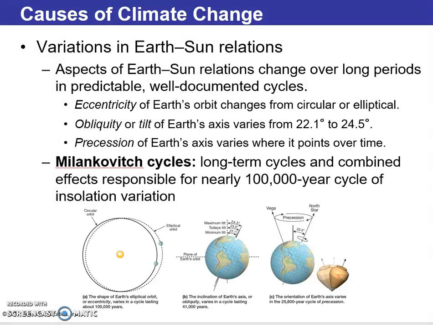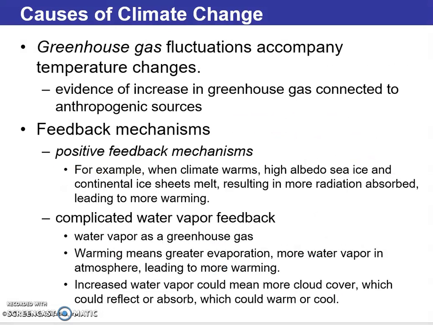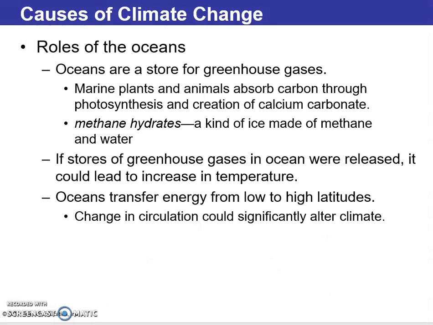You also have various variations in the Earth-Sun relationship. We talked about 23.5 degrees as far as the Earth's tilt. That can vary a little bit also, which can change things. Greenhouse gases can fluctuate in addition to natural atmospheric gases. And then the role of oceans is that oceans really store greenhouse gases. There's oxygen, carbon dioxide that can literally be stored in the water.